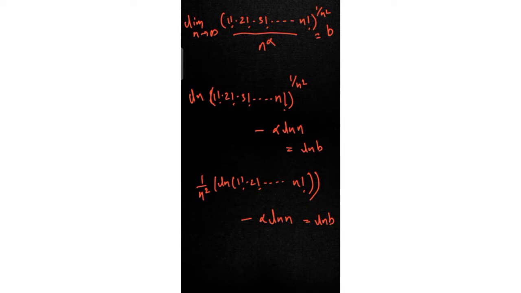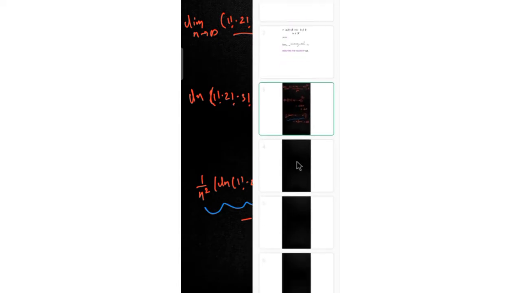Let us first concentrate on this segment first, and solve it first. That is 1 by n squared into ln of (1 factorial into 2 factorial into so on till n factorial). I'll write 1 by n squared as it is, and this uses the ln properties, since ln of a b c d and so on is something like that for each term.